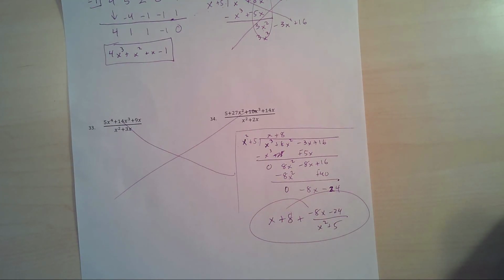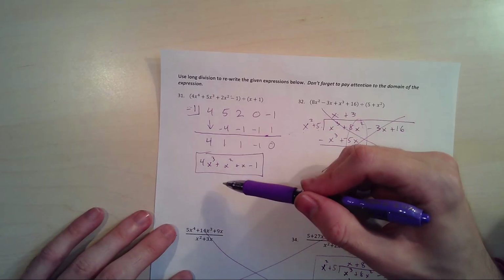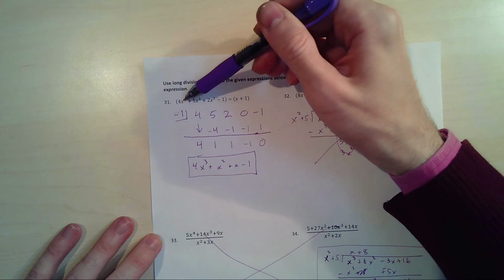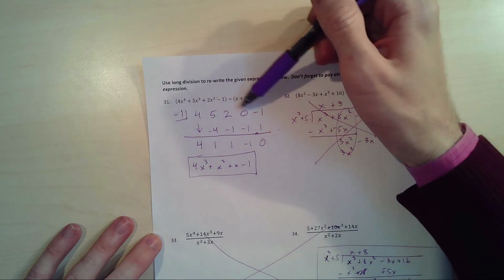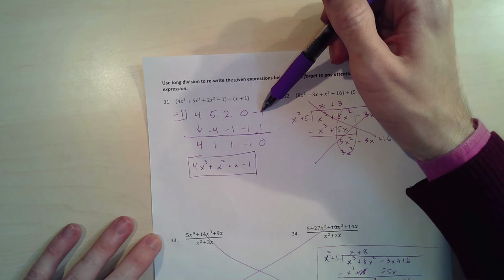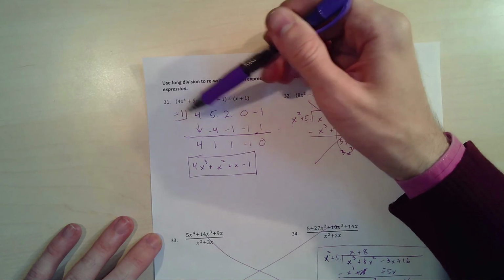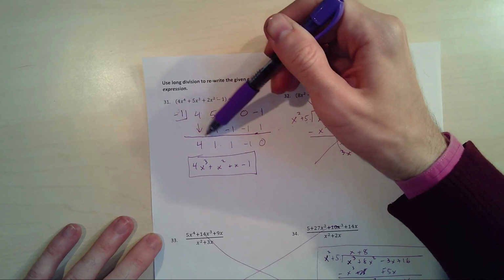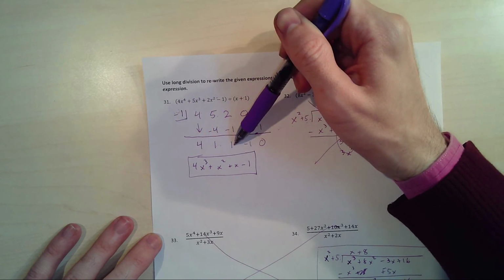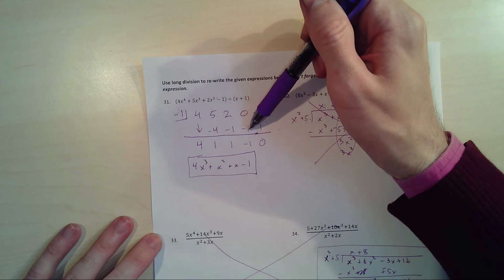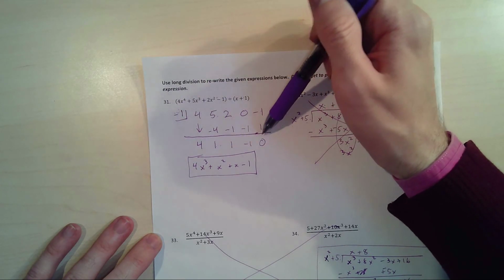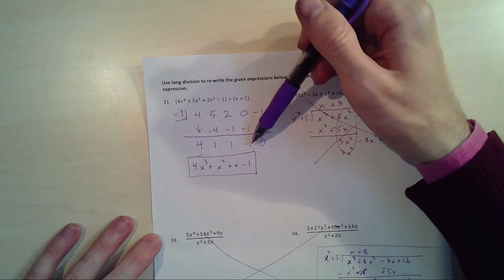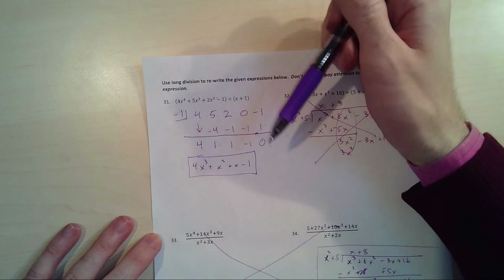Not too bad. I think I went too fast on this one up here, so I'm going to explain it one more time just in case. So negative 1 goes up in the box. 4 came from here. 5 came from here. 2 came from here. 0x minus 1. 4 comes down. Negative 1 times 4 is negative 4. Add. Negative 1 times 1 is negative 1. Add. Negative 1 times 1 is negative 1. Add. Negative 1 times negative 1 is 1. Add, 0. Constant remainder. Constant term, x, x squared, x cubed.